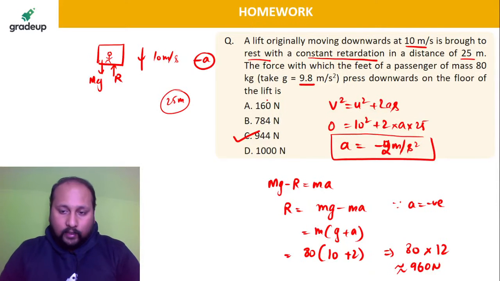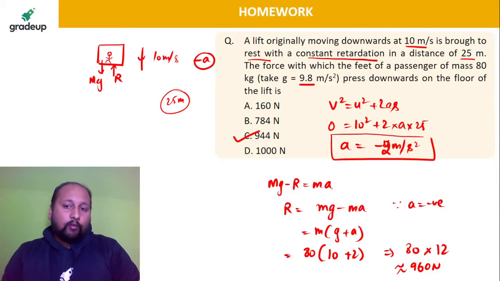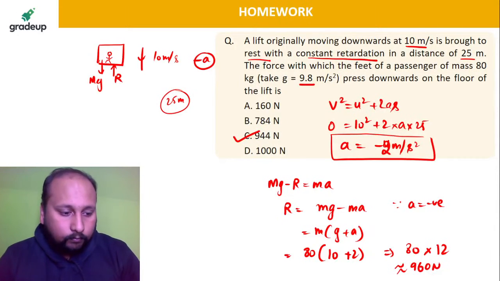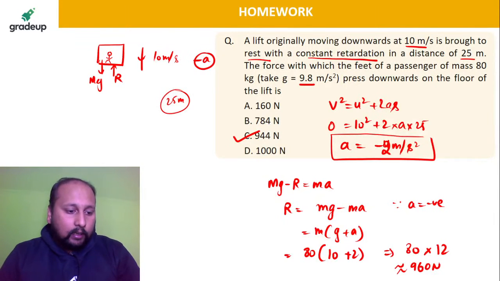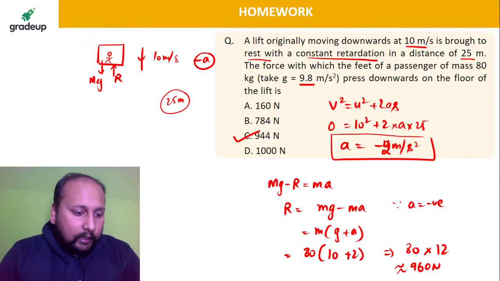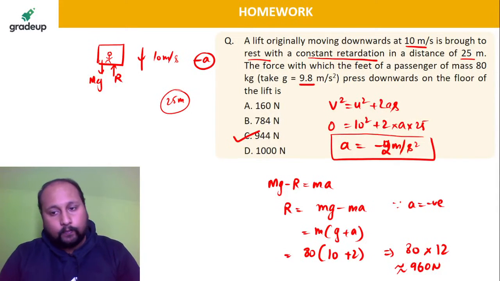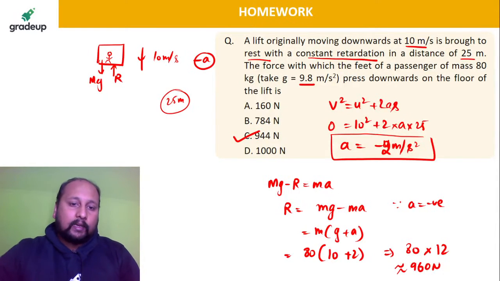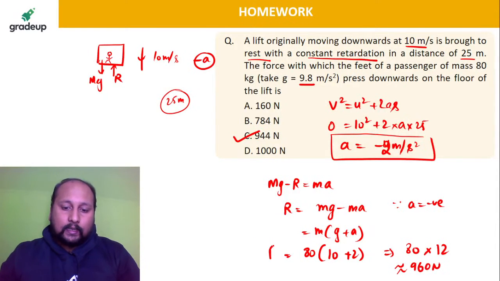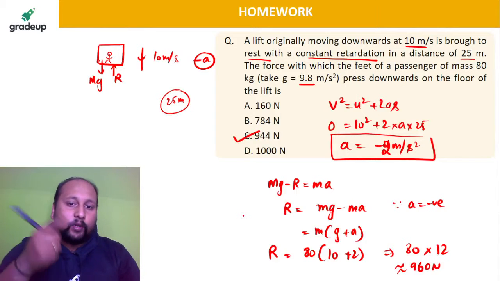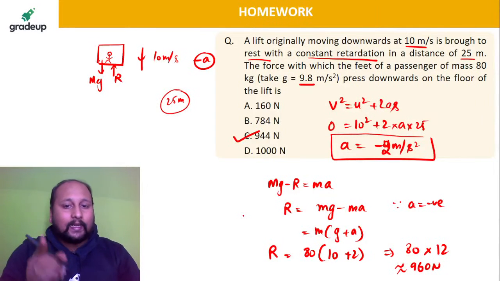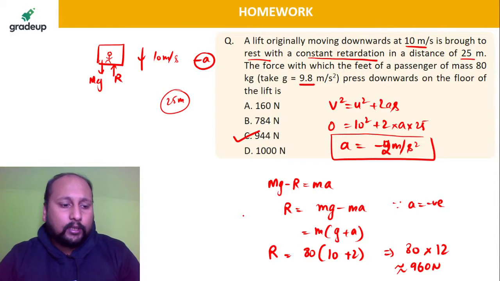Minus 2, that's minus 2. This is 100 by 25, that will be 4, divided by 2, that will be 2, minus 2 meter per second square. Vivekanand, Rajan, Sonali, very good, minus 2, absolutely correct. So you will be getting the reaction force R equal to 960 Newton. If you take 9.81, you will be getting exactly 944 Newton. So option C is the correct answer.